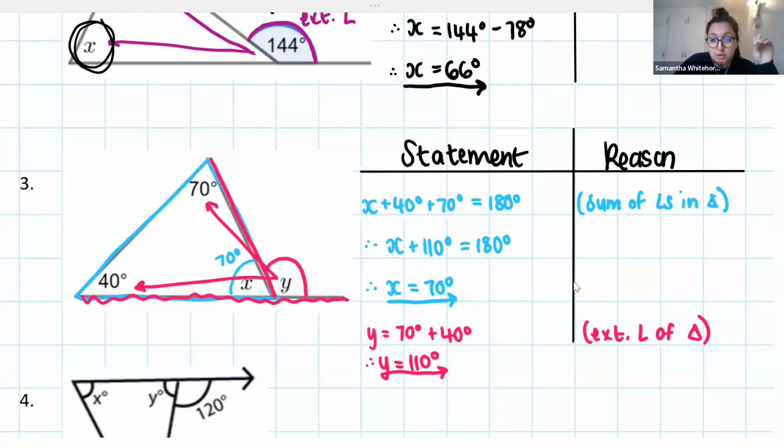Now, once again, there are lots of different ways you could have answered this question, which means there's different reasons that you could have used. As long as you are applying your geometry rules or your geometry reasons correctly, any of those reasons are fine. So like I say, you could have gone and found y using angles on a straight line. You could have actually done the same thing for x if you found y first. So there are multiple ways to do this question, and there's often multiple ways to do most geometry questions. As long as you put your reasons down and you've done your math correctly, you will get full marks.